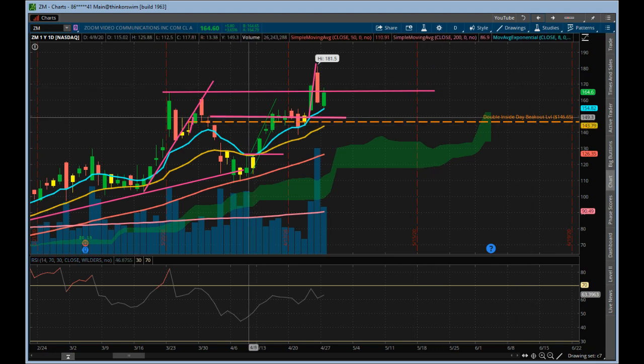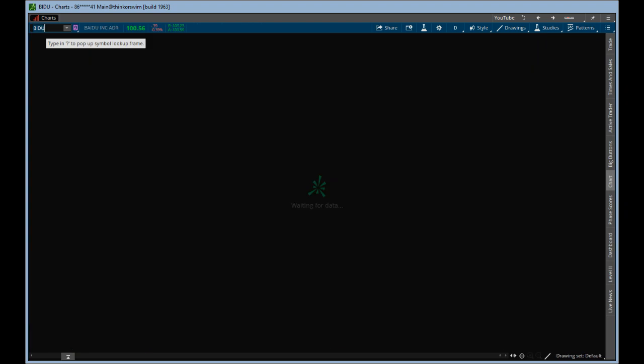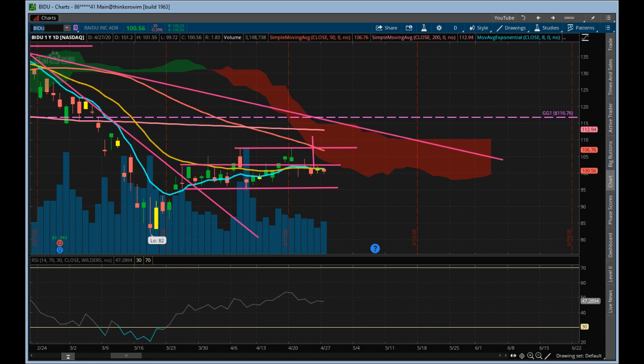Okay, Daryl sent in a few via Twitter as well. So we've got Baidu. Baidu, last time I checked, was really choppy. Yeah, it's just in this chop zone in here. It's range bound right now. Nothing going on with this thing until we could get a breakout move on it. It's just range bound.